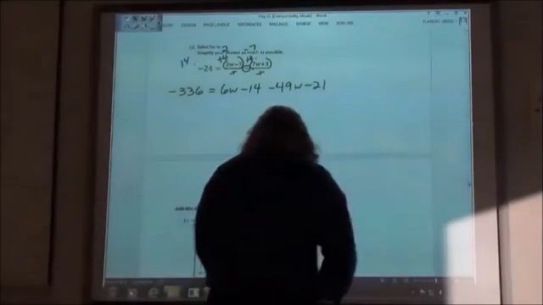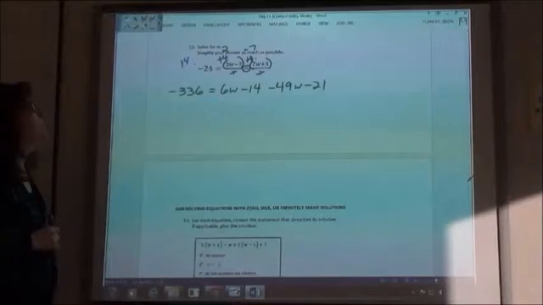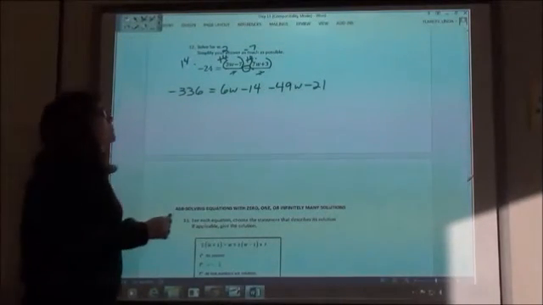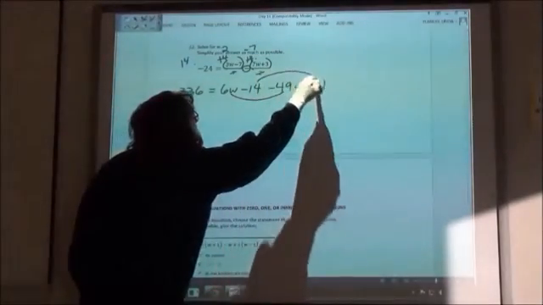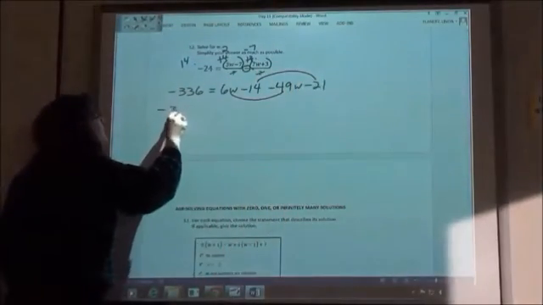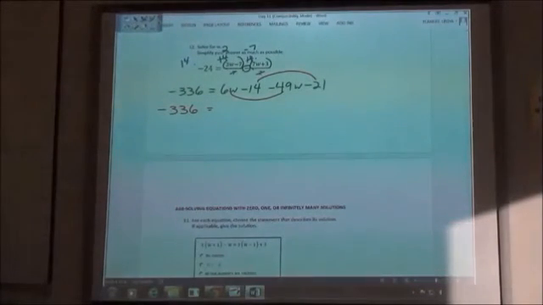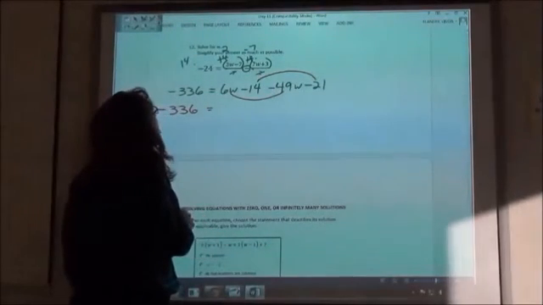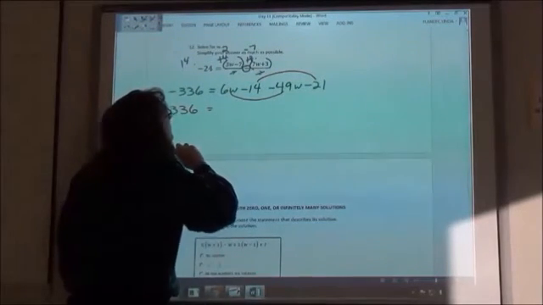So next thing we probably want to do. Okay, so we want to put the 6w minus 49 together, right? And then the minus 14 minus 21. So we're combining our like terms. So we have minus 36 equals 6 minus 21 equals negative 15w.